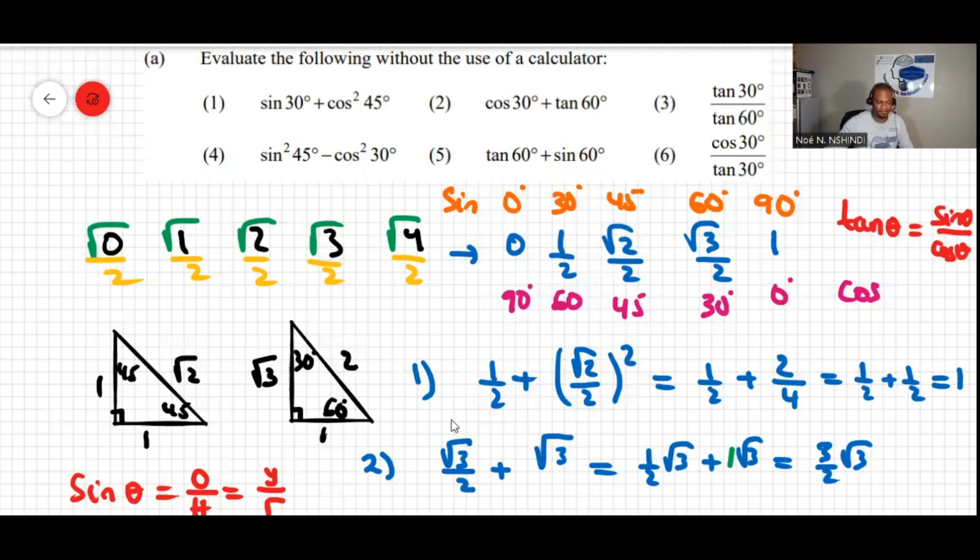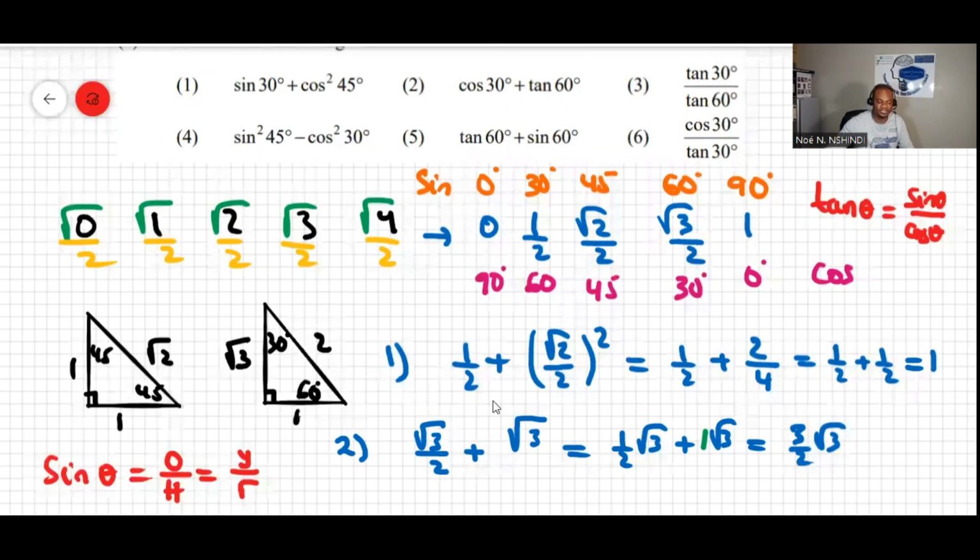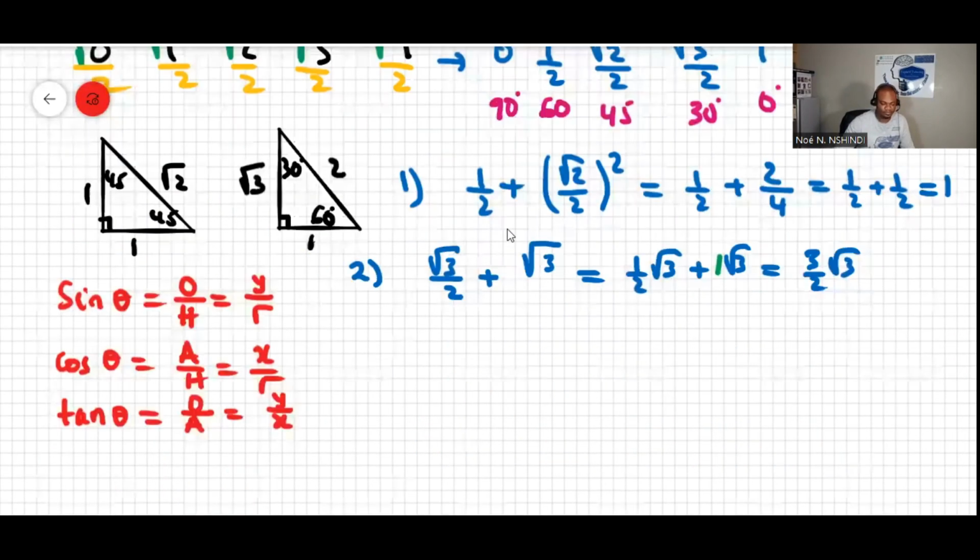Okay. We can also do question 3. That's tan 30 over tan 60. Question 3, tan 30. I can look here. I can use the triangle. Tan 30, 30 degrees there, is opposite over adjacent.